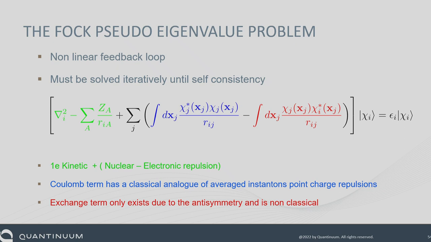Then again, we have this iterative self-consistency condition, but now we've got this anti-symmetrized mean field operator. So you can think of Hartree-Fock as just an anti-symmetrized mean field operator. But it must be solved iteratively, and that's why you might hear self-consistency used.